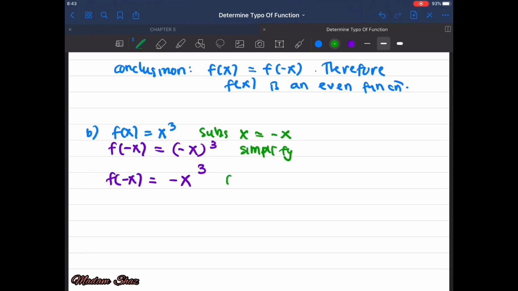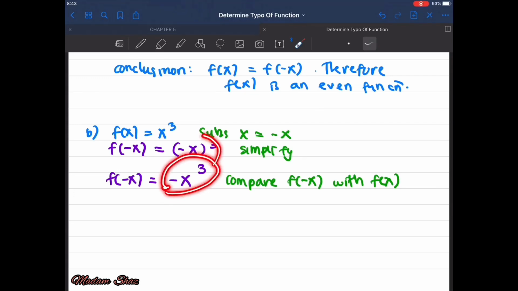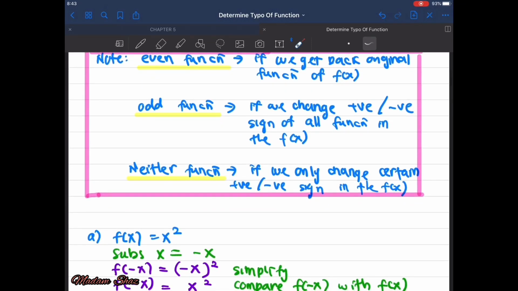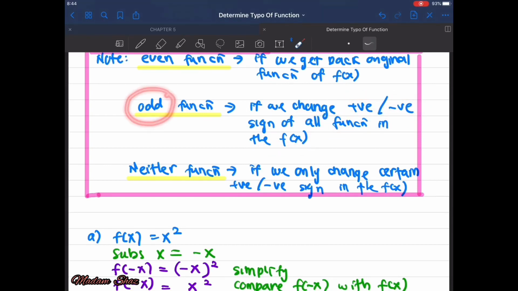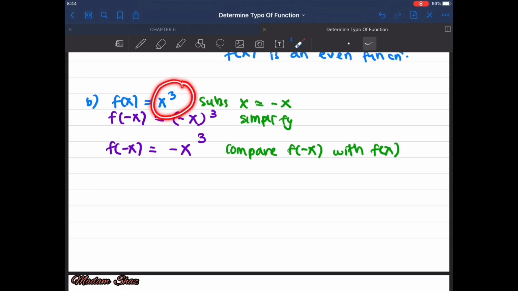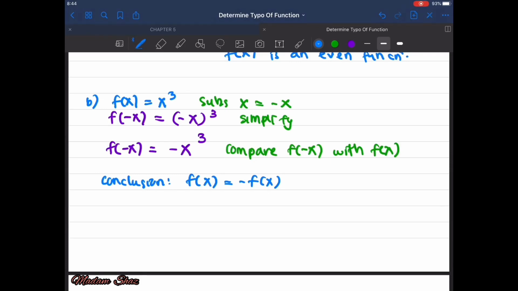Now compare with the f(x). When we compare our negative x the power of 3 with the x the power of 3 here, this one is not the same thing, because this one you have negative, but original there is no negative of x the power of 3. So from the notes here, if we change positive or negative sign of all function in the f(x), then f(x) is an odd function. For this one, from positive x cube, we change into negative x cube. So the conclusion is f(x) is equal to negative f(x). Therefore, f(x) is an odd function.